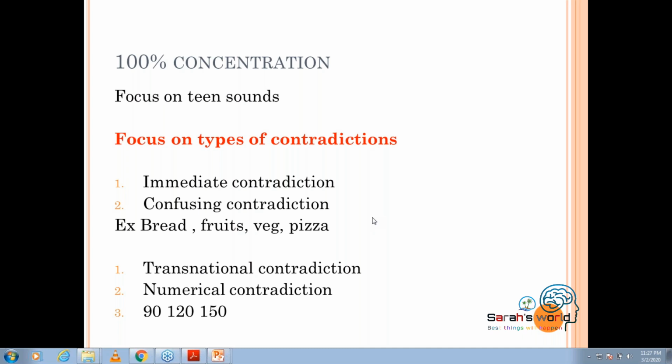So the answer is bread. Yeah, the answer is bread. Correct. Okay, and the next one is transitional contradictions. So what are transitional contradictions? But, even though, although, in spite of, on the other hand. So these are the transitional contradictions.